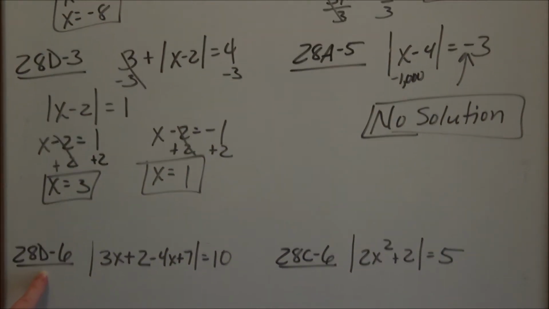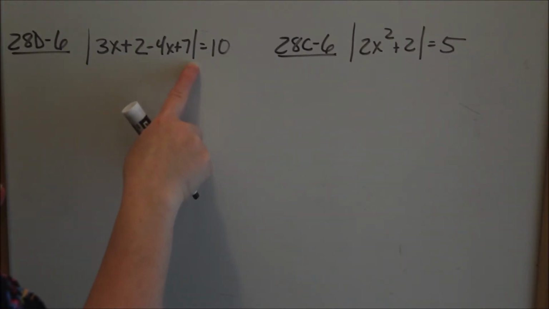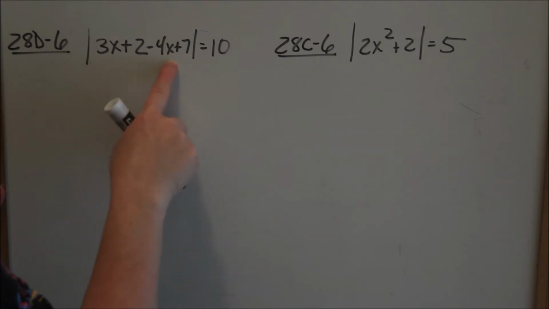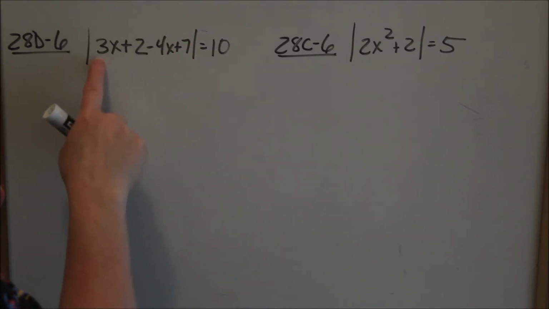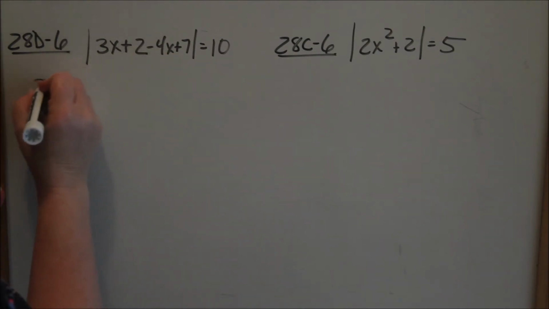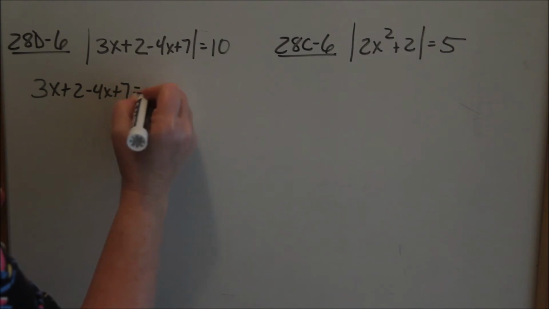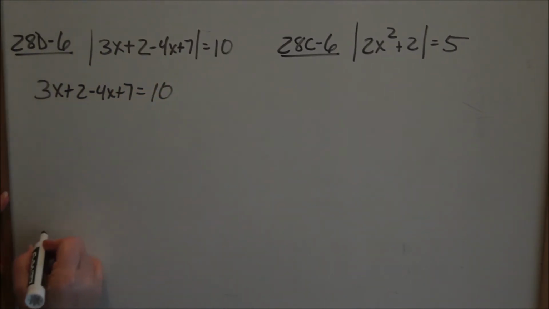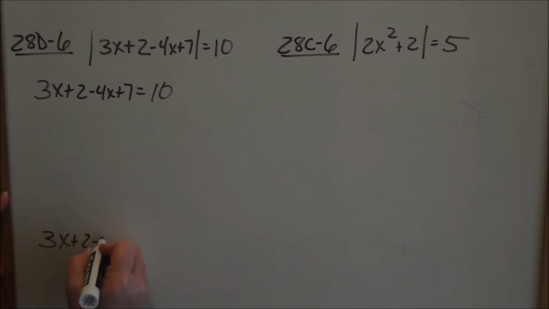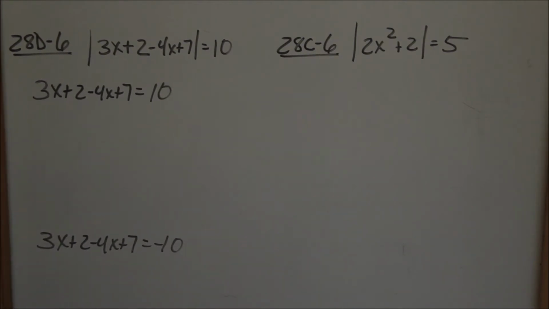Alright, look at 28D number 6. We have only an absolute value on the left-hand side. It doesn't matter how many things are inside of it, but we have only absolute value on the left and only a number on the right. So you take everything that's in your absolute value, so 3x plus 2 minus 4x plus 7, and you set it equal to a positive of that number. Then you take all that stuff in the absolute value and set it equal to a negative of that number. And then you solve both equations, and that's your two different answers.